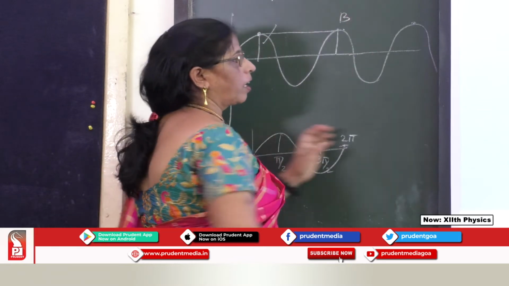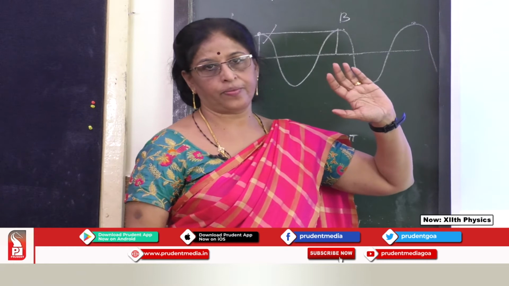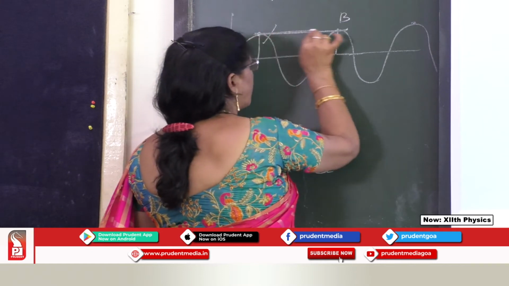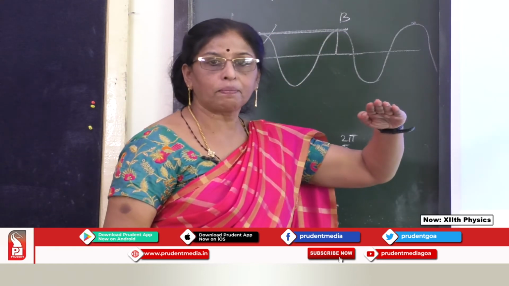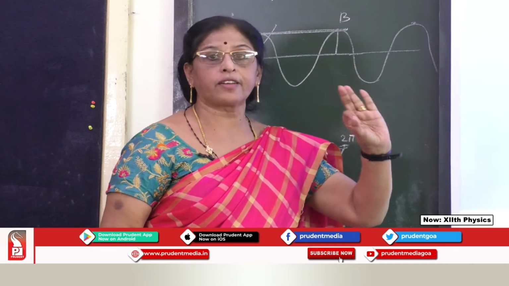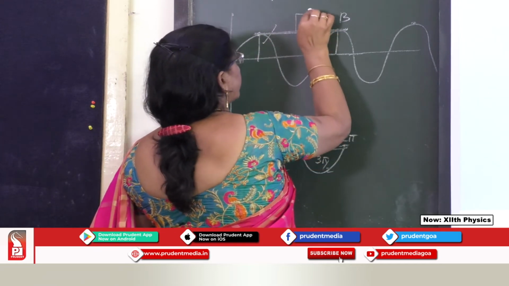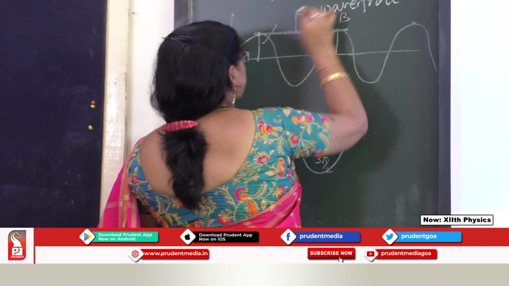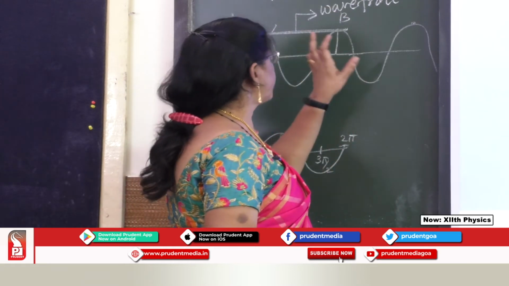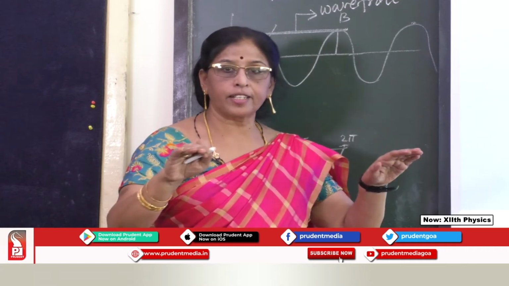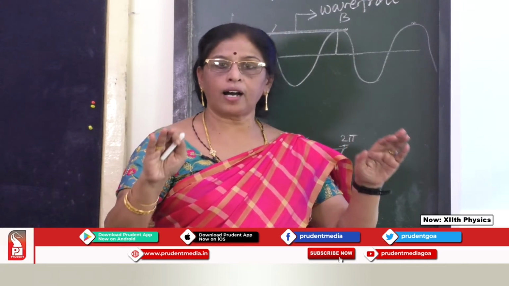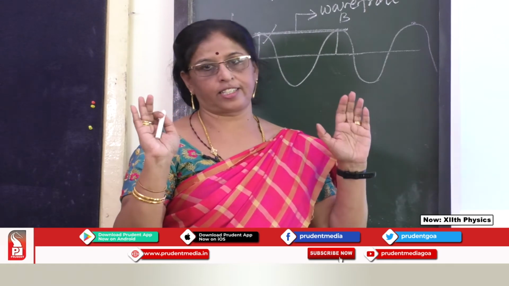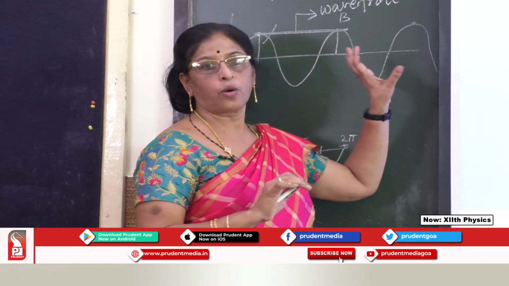Even in water, we have wavelets. Now, suppose I draw a plane or a straight line covering all the particles which are in the same phase. That is what is known as wave front. A wavelet is a part of the wave, and a wave front is the envelope covering all the particles which are in the same state of vibration, or in the same phase. That is what we call wave front.